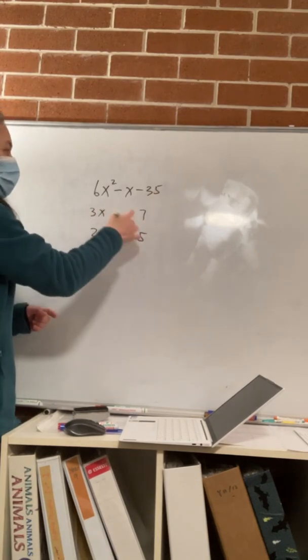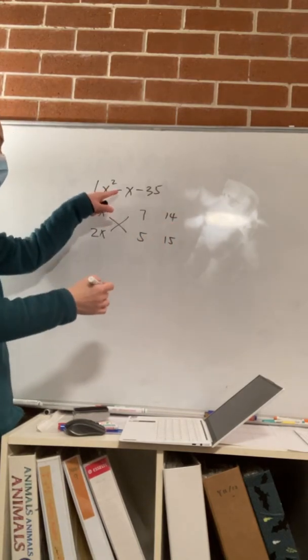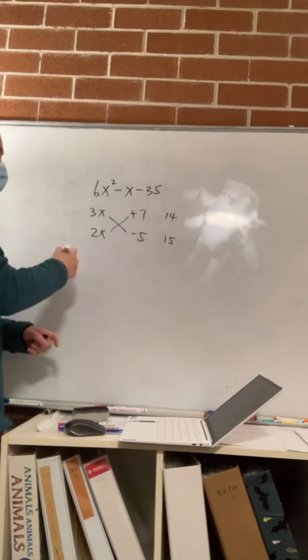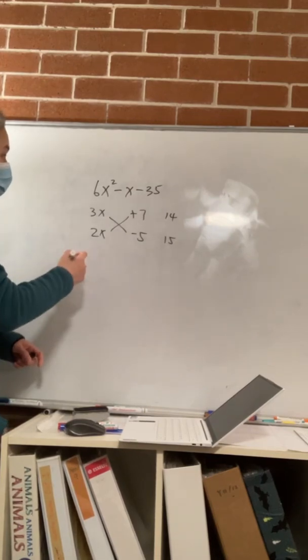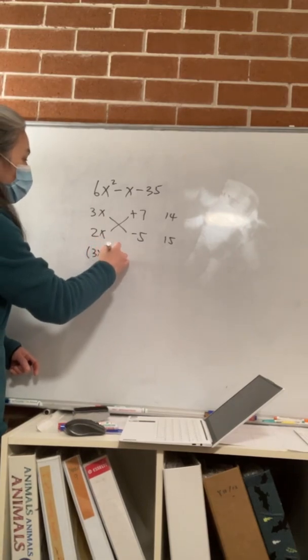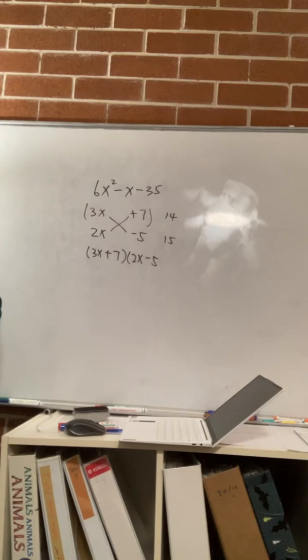First, this will give you 15, and this will give you 14. You need to have minus 15, so this is a plus. So 3x minus 5, 3x plus 7, plus 2x. Oh yeah, because you still do the bottom.